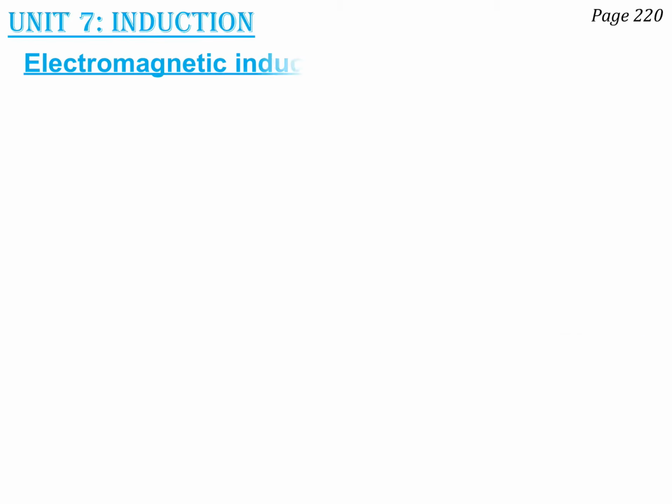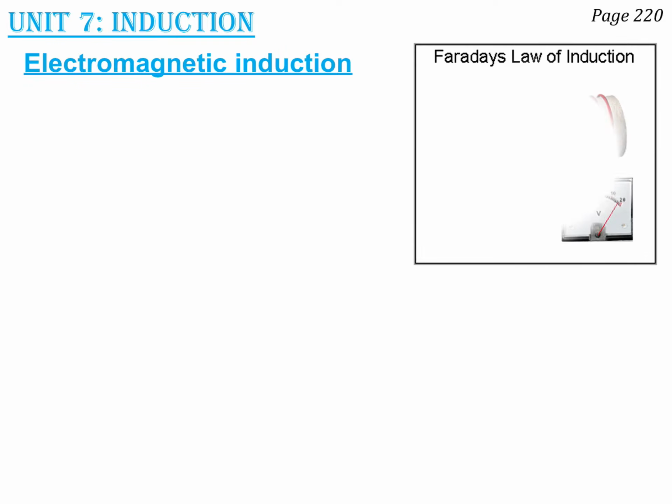All right, so that leads us to unit 7. So what scientists realized is that a moving current, a moving charge, created a magnetic field. They then went, well, what if we have a moving magnetic field? Can that create a current? That gets us to induction.